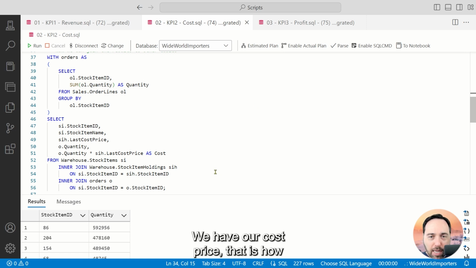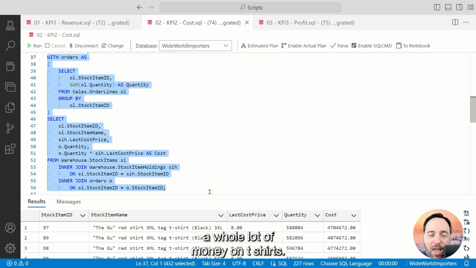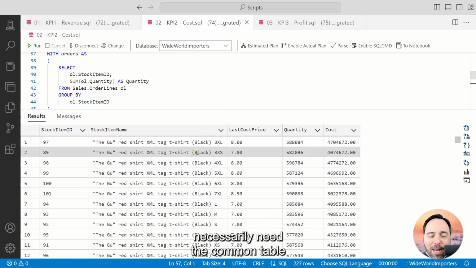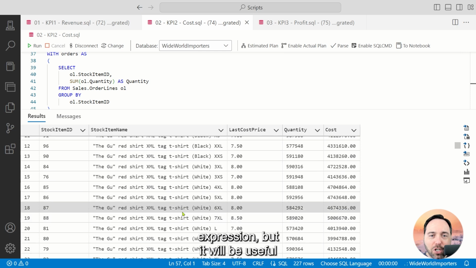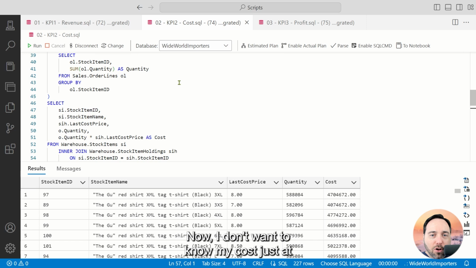We have our cost price, that is how much we pay per unit of the item, multiplied by the total quantity we've sold, and this gives us a measurement of cost. We can see that we have spent a whole lot of money on t-shirts. In this particular query, we did not necessarily need the common table expression, but it will be useful in the next query. Now, I don't want to know my cost just at the product level, but also I'd like to know my total cost of goods sold.